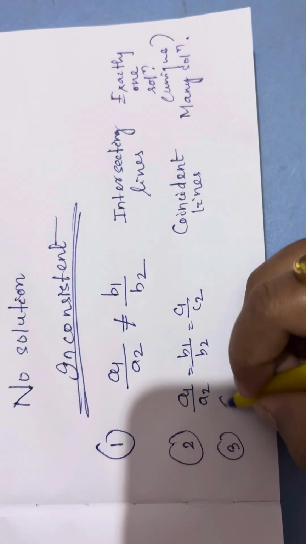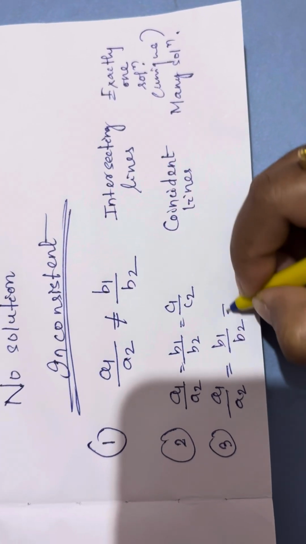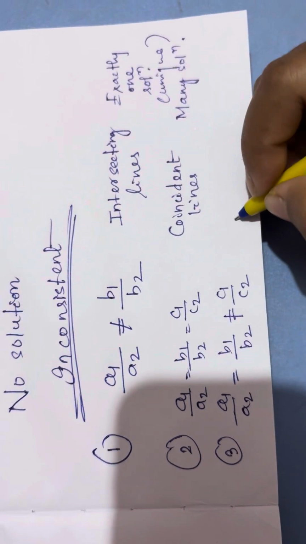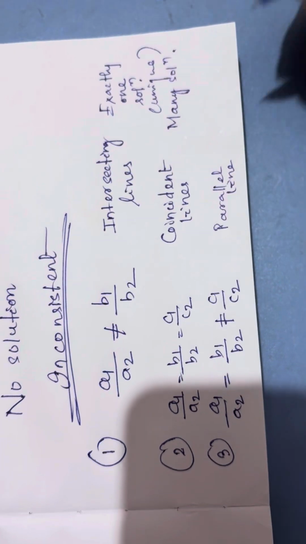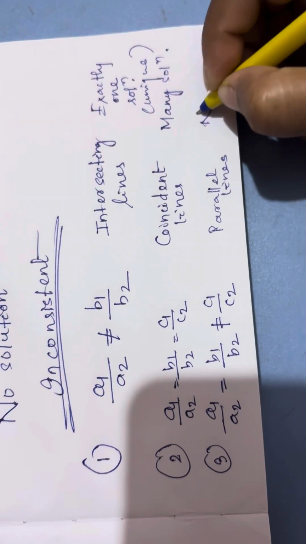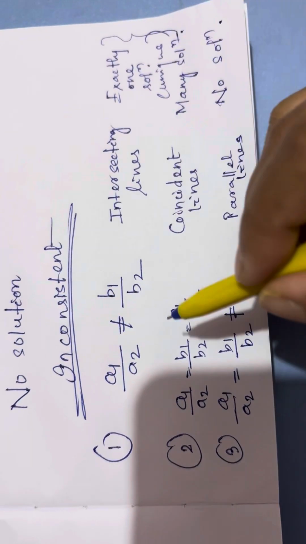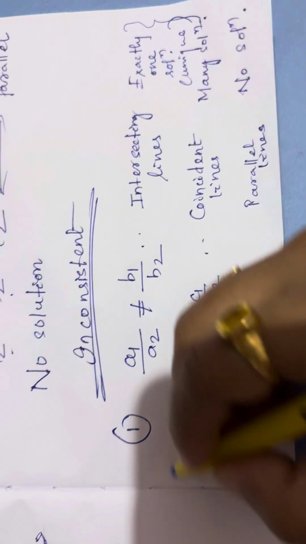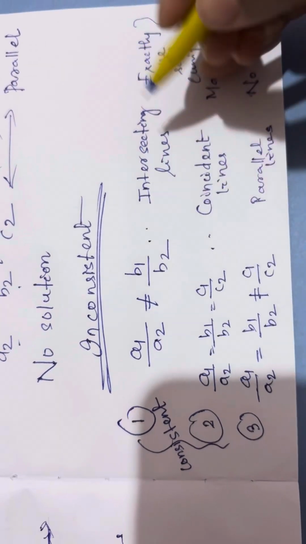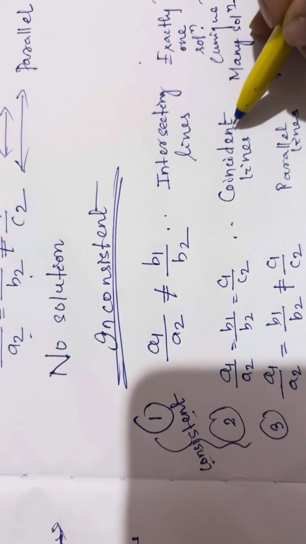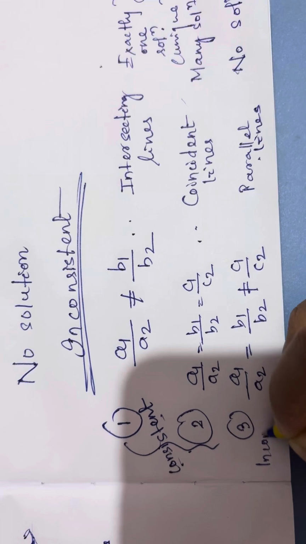Then the third condition is a1/a2 = b1/b2 ≠ c1/c2. So it is parallel lines. When there are parallel lines, they will never touch each other. So there will be no solution. And when they have a solution, the system of linear equations is called consistent. So when it is intersecting lines, it is consistent. When it is coincident lines, it is consistent. But when it is parallel lines, it is inconsistent.